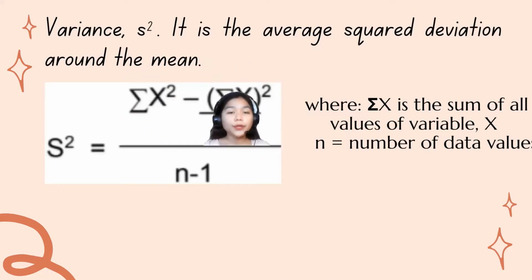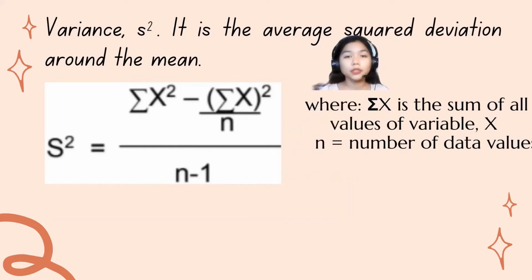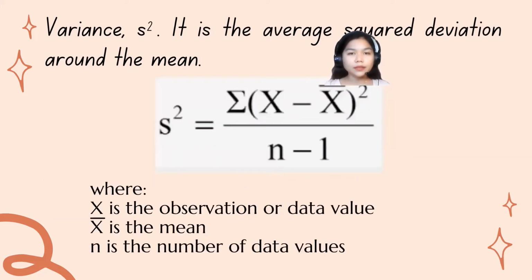Then overall, we're going to divide this by n minus 1, or the degrees of freedom. In your lecture, it has been explained to you why it is not just over n, and why we have to subtract 1.